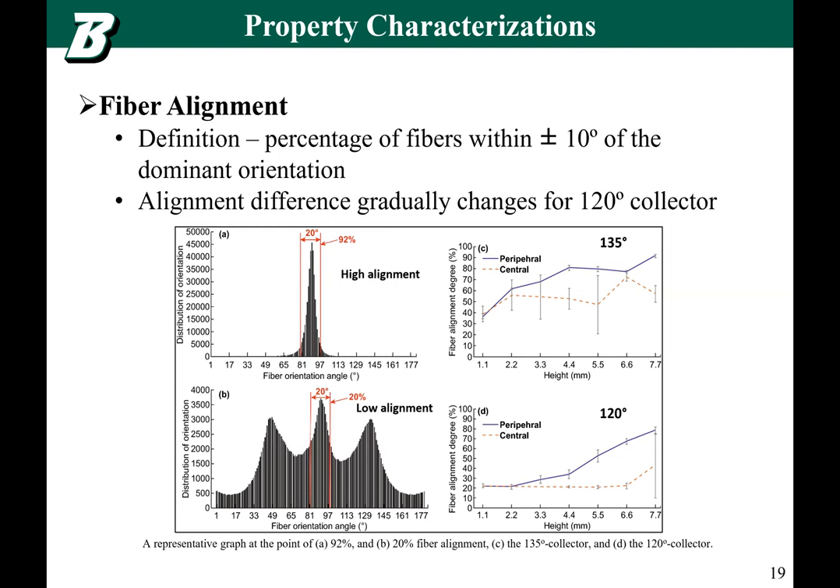So after we have alignment data for every point or area, we can plot the alignment gradient features for every collector. So again, let's take a look at these two different collectors with two different angles. We can see for the 120 degree collector, again, the central area has lower alignment level overall. However, the difference between peripheral area and central area gradually increased when looking from bottom to top. This means the inclination angle can also change the alignment level from bottom to top of the scaffold.